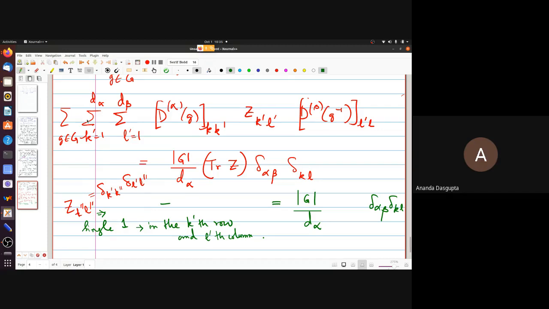In case you're wondering about what happened to my objection about the dummy index, let's just make all these double primes, which I can always do, right? I can always change the dummy index of summation to anything I want. So what's the trace here? This trace of Z. Come on, I thought that was the easiest part.